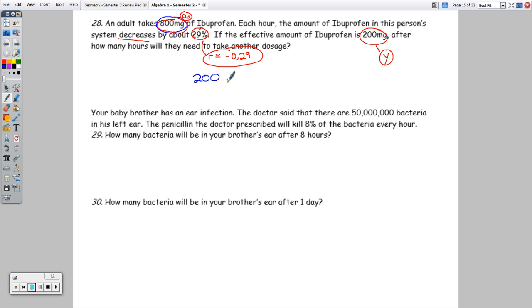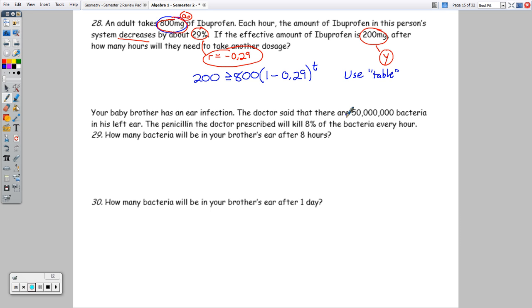So we would be saying 200 equals the initial amount times 1 minus the ratio to the T power. Again, use the table button here and figure out when that happens. What T value do you need to get this to be 200 or less? So really we're looking for when it equals that, or when this is greater than that.